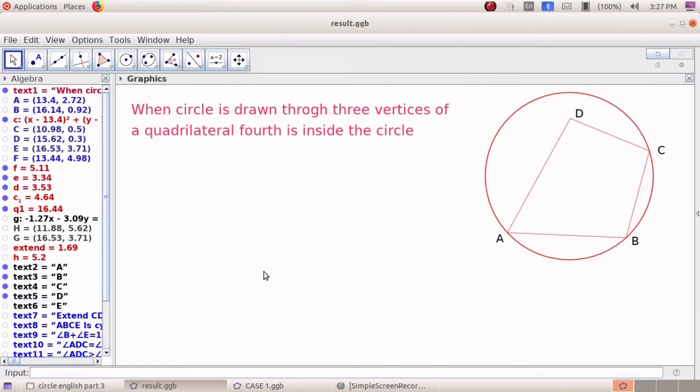See, ABCD is the quadrilateral. All the vertices A, B, C are on the circle while D is inside the circle. Now we have to find out the speciality of the sum of angle D and angle B.